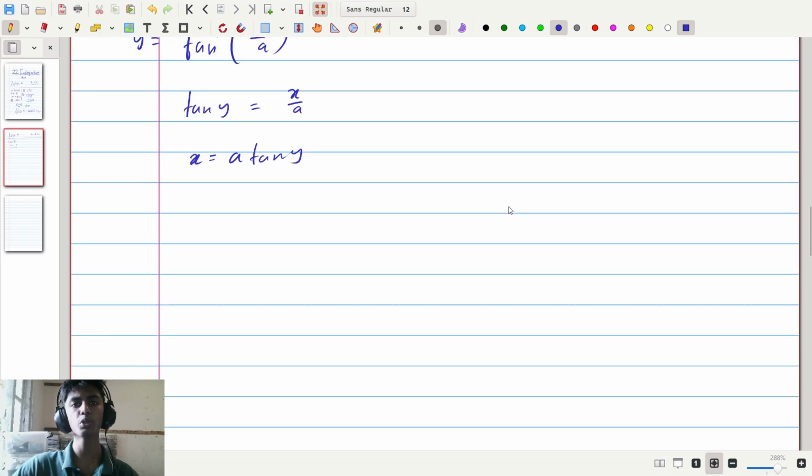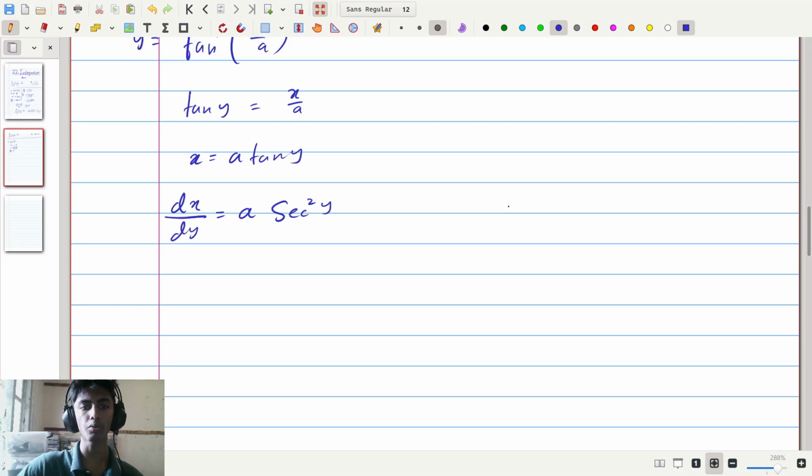Now let's take the derivative of both sides with respect to y. On the left side, we get dx by dy being equal to, a is a constant here, so we leave it, and the tangent of y's derivative with respect to y is going to be secant squared of y. From our identity sin squared plus cosine squared of any angle is equal to 1, we can derive that 1 plus the tangent squared of any angle is equal to secant squared of that angle. So we have 1 plus tan squared of y equal to secant squared of y.